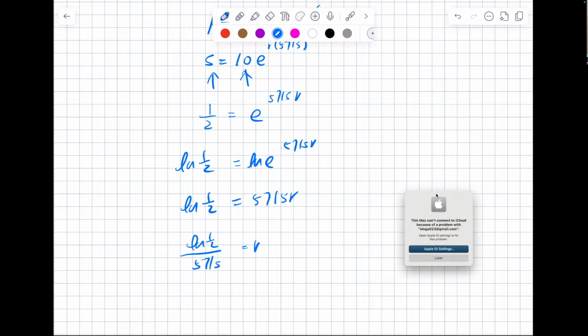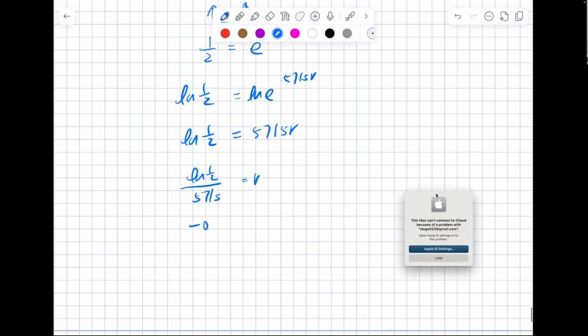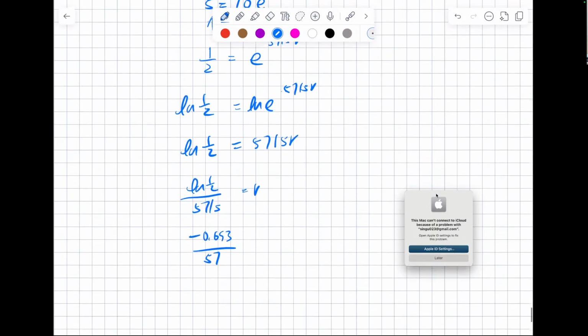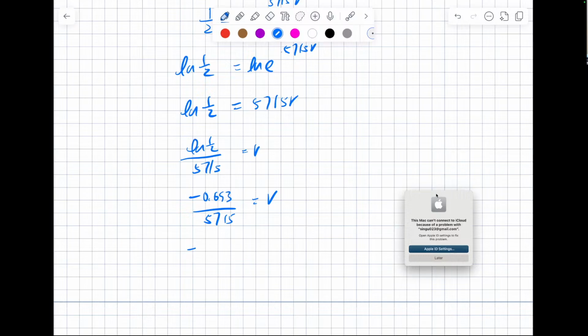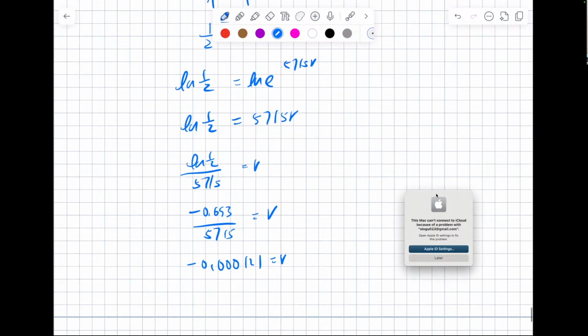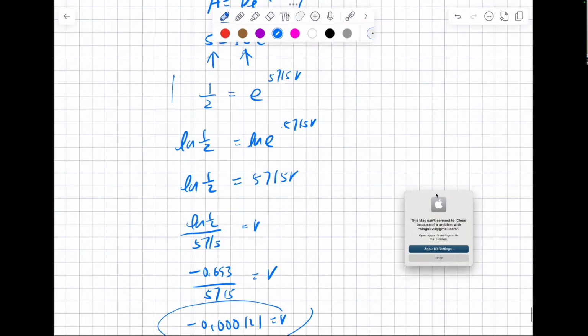Negative 0.693. Yeah. Divided by 5,715, so this is R. So what is R in this case? Roughly negative 0.000121. So it's always the same setup, the same way you set up the hair-loss problem, because your radioactive material is decaying continuously throughout.